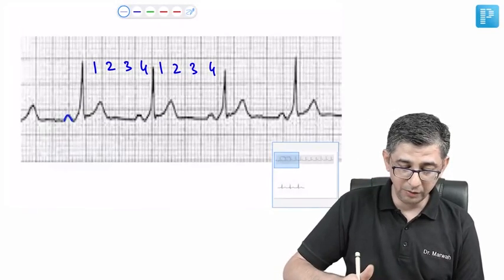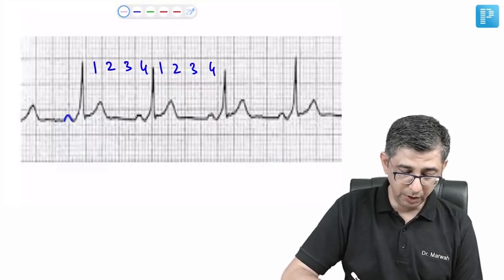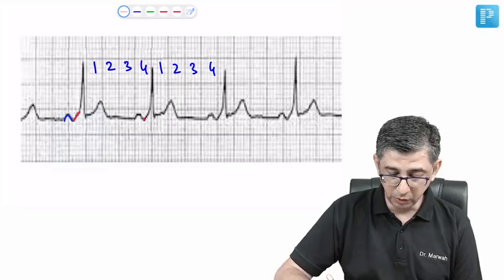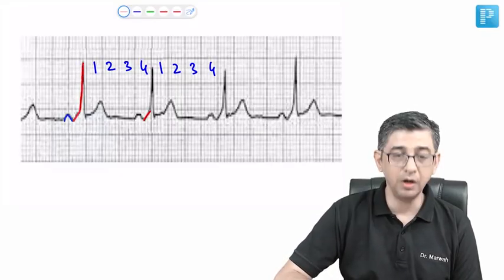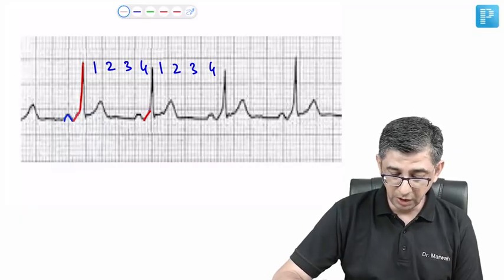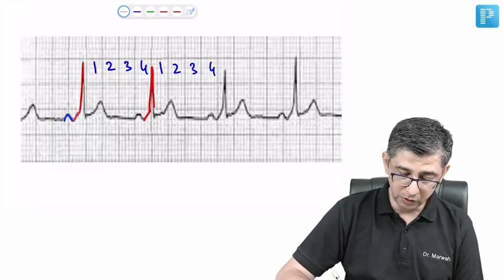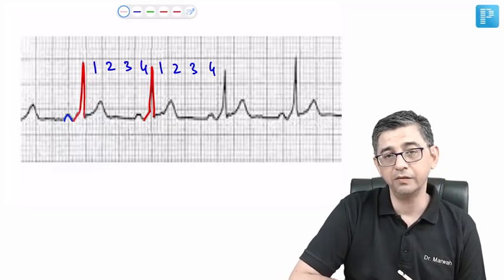Now, a very peculiar thing is happening, which is that when the R wave is going up, the R wave is not going up straight. There is a change in the slope of the upswing of the R wave. This change in the slope of the upswing of the R wave is of concern in this condition and is what is called as delta wave.